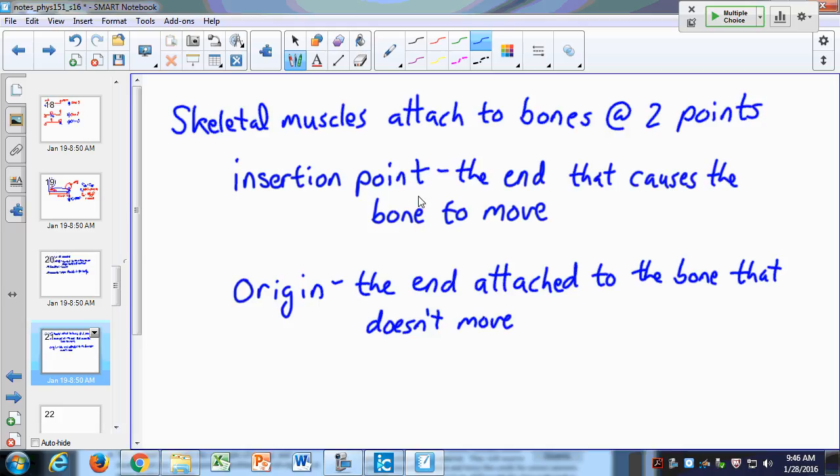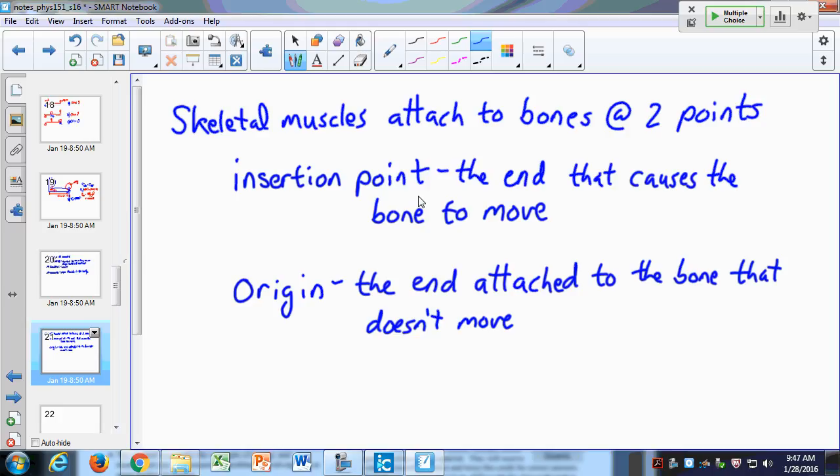All right, so for example, going back to our bicep example. If I'm moving my arm like this, my bicep is attached at two different places. I guess it's attached up here, right? And then is it all the way up here? Whatever. It's attached up in this area. And then it's also attached down here.